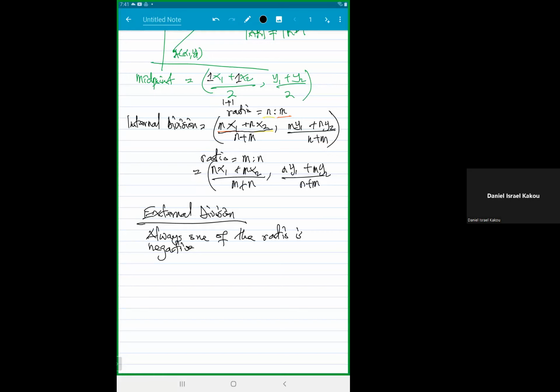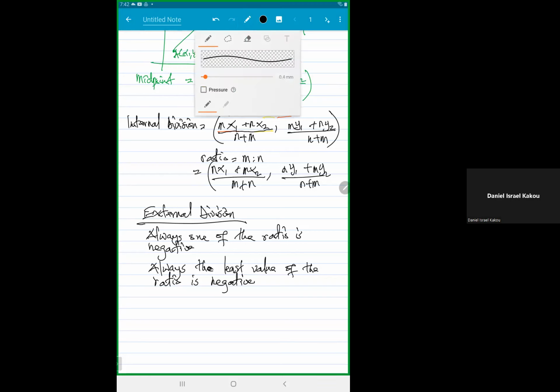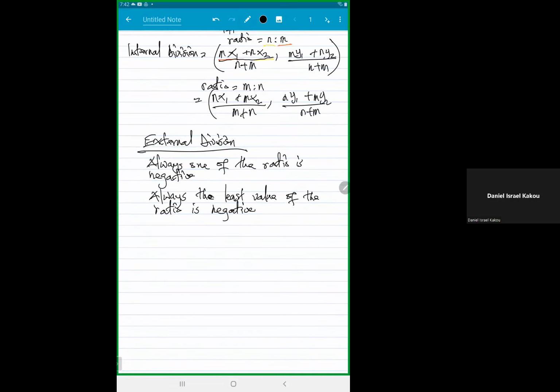And fortunately, it is always the least value of the ratio. Always the least value of the ratio is negative, right?